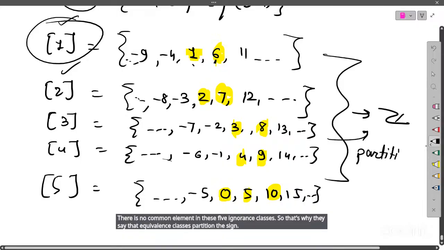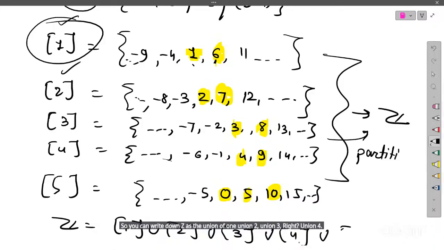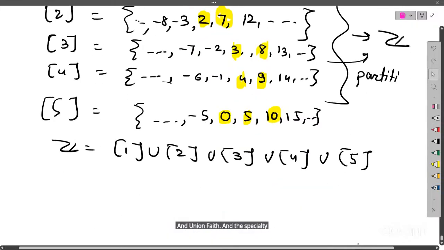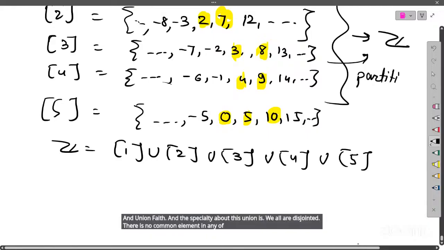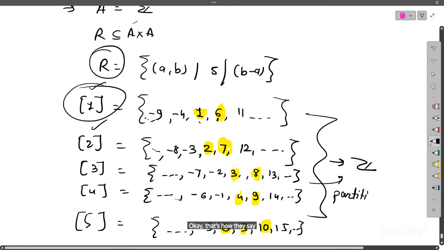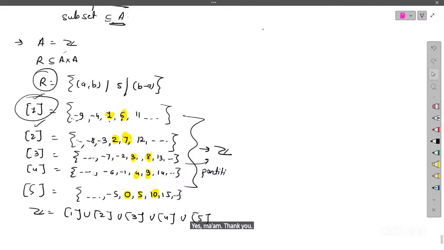So you can write Z as the union of 1, union 2, union 3, union 4 and union 5. The specialty of this union is that they are all disjoint sets. There is no common element in any of the sets. That's how they say that equivalence classes actually partition the set. Is that okay? Yes, ma'am. Thank you. Okay.